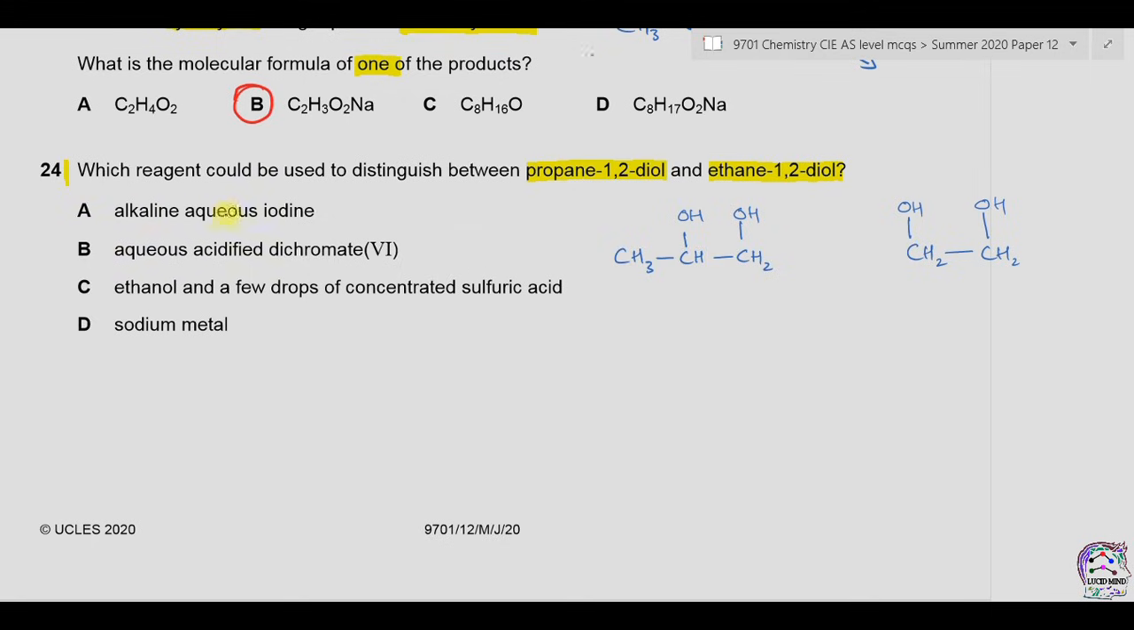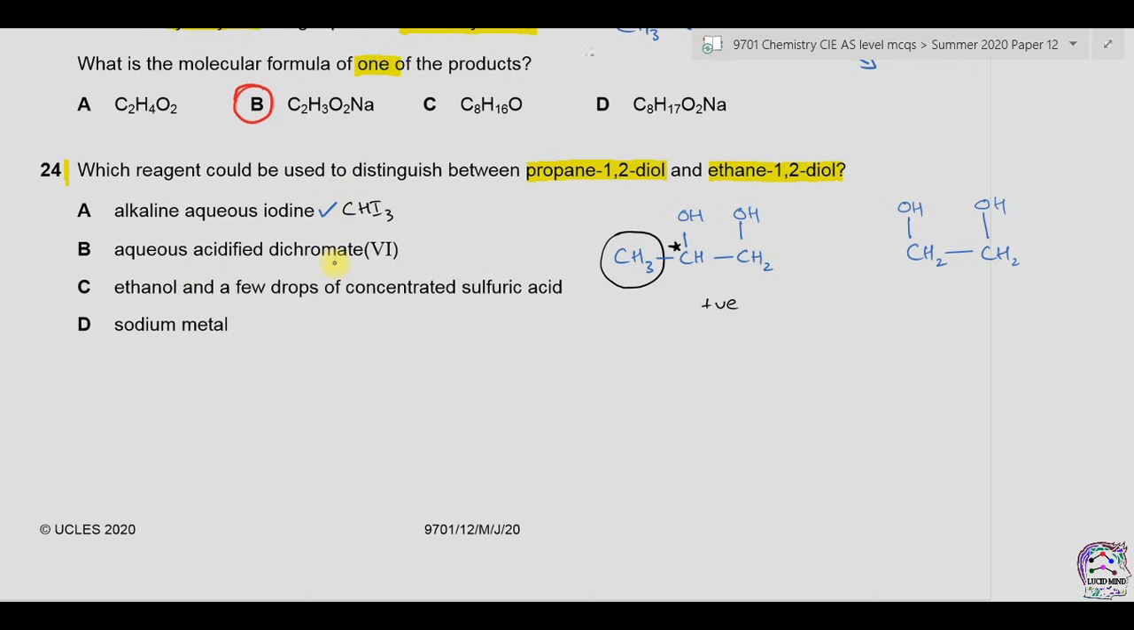A says alkaline aqueous iodine. This is the iodoform test in which CHI3 is formed. Now for a positive test we need to have such an alcohol whose carbon atom directly combines with one of the methyl groups. So this surely gives a positive result with alkaline aqueous iodine, while the other compound does not give this result. So therefore propane-1,2-diol will give a positive result and ethane-1,2-diol won't. So this option could be correct.